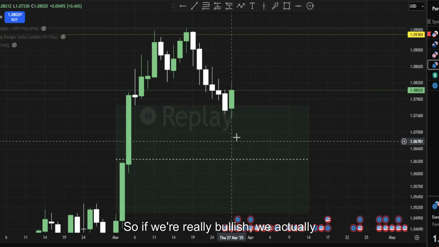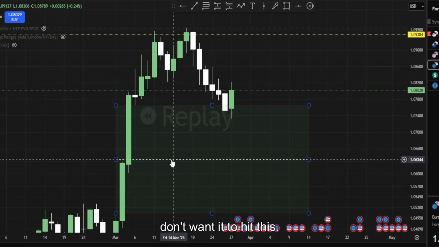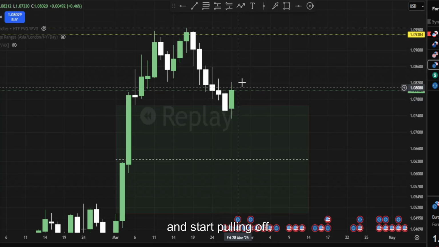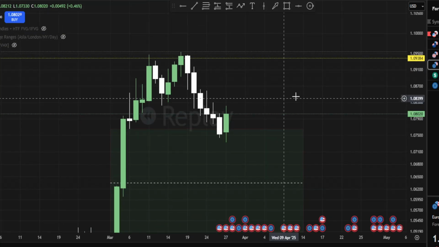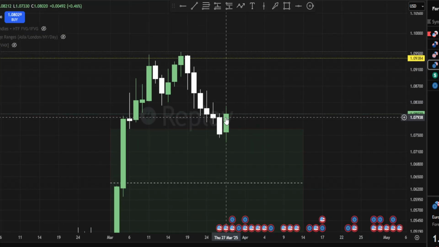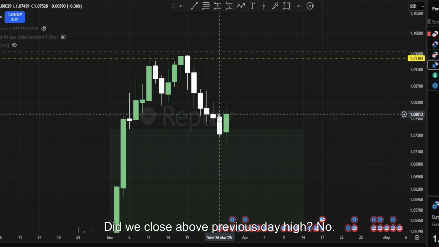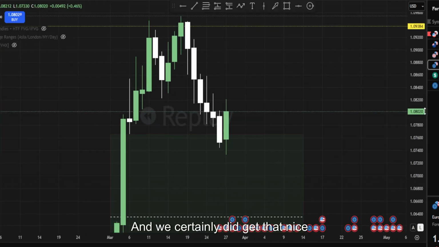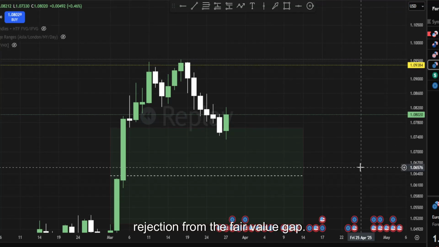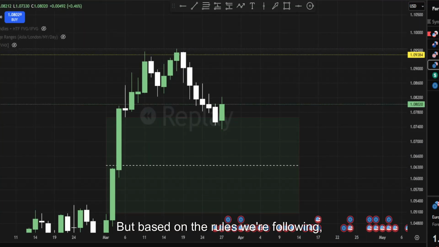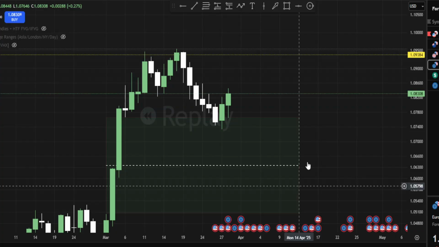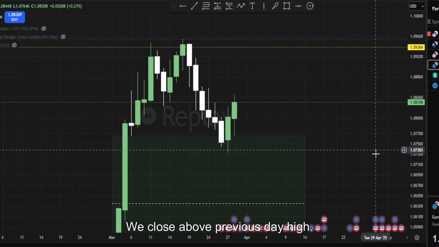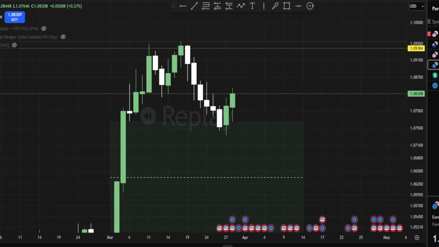Remember, this is the 50%. So if we're really bullish, we actually don't want it to hit this. We would love for it to stay above here and start pulling off. So let's see what happens. Did we close above previous day high? No. We're close. And we certainly did get that nice rejection from the fair value gap. But based on the rules we're following, we're just going to wait. Okay, now you get a bullish candle. We close above previous day high. So we'll be bullish tomorrow.